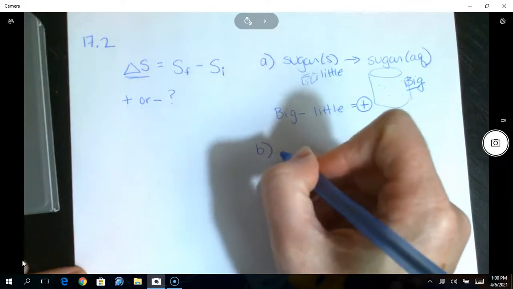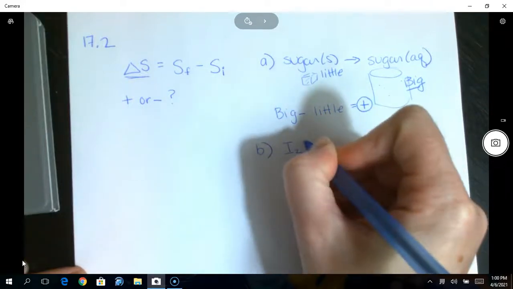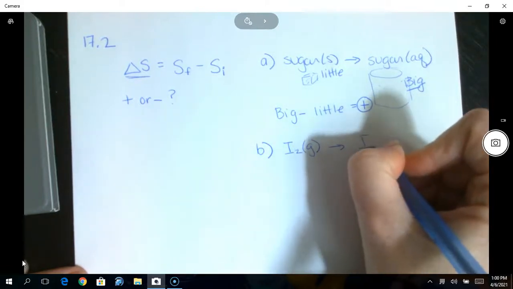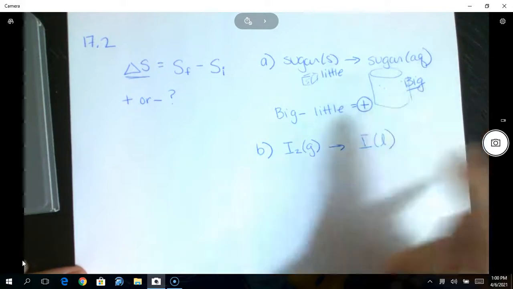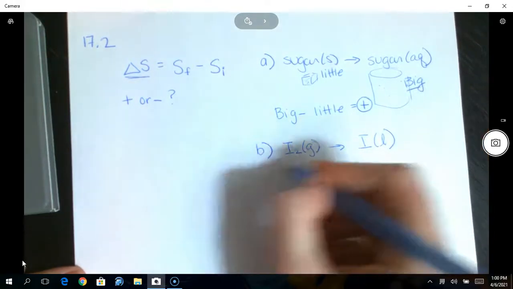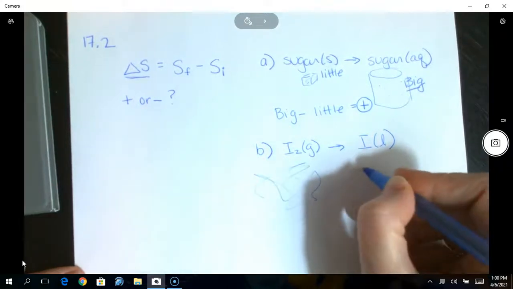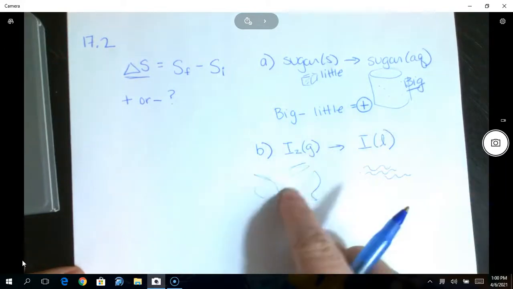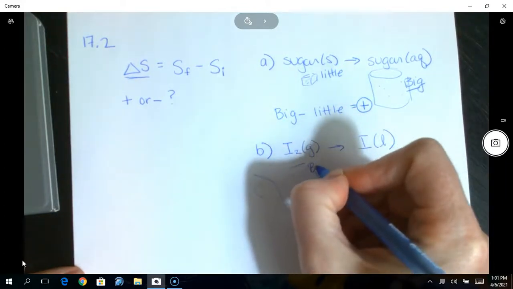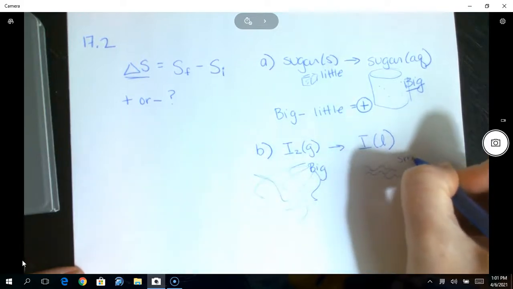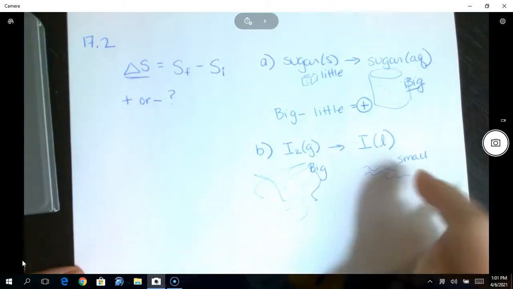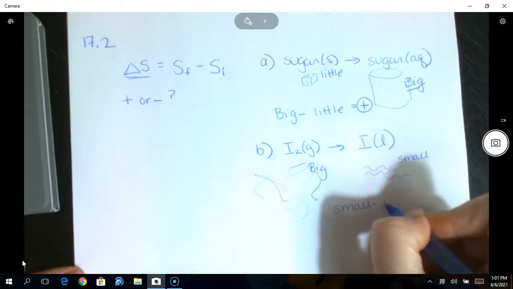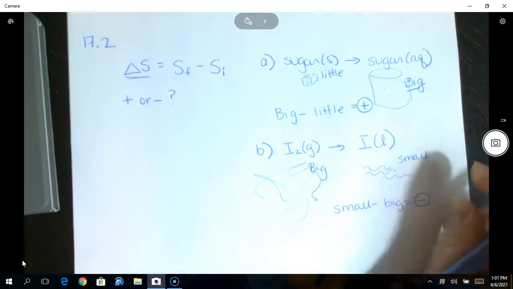B says iodine vapor, so iodine here, which is gas, vapor, is going to condense, right, on a cold surface to make iodine liquid. So we have these gaseous molecules moving around all over the place, and then we have them kind of flowing in a liquid. So you see this relative has big or large disorder, and this has that smaller disorder. So if you're going to do the change, you have small minus big, and that's going to be negative.